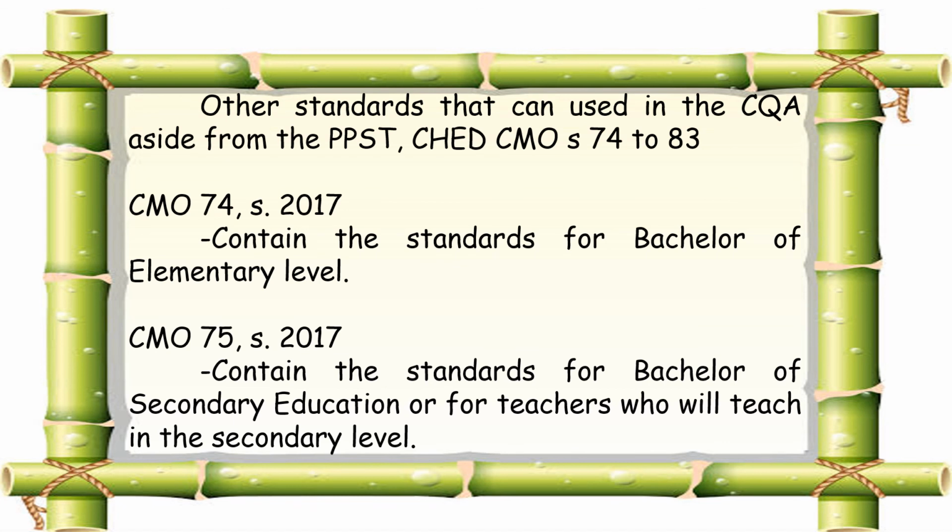Other standards that can be used in the curriculum quality audit, aside from the PPST, are the CHED Memorandum Order Series 74 to 83. CHED Memorandum Order 74, Series 2017, contains the standards for Bachelor of Elementary Education, and CHED Memorandum Order 75, Series 2017, contains the standards for Bachelor of Secondary Education for teachers who will teach at the secondary level.